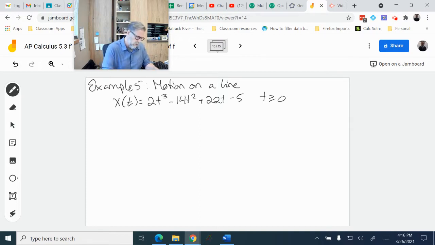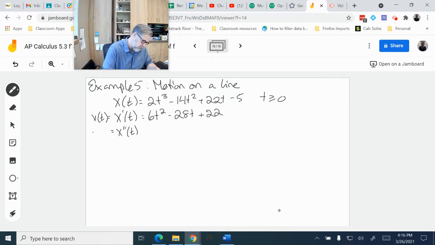So very quickly, we're going to find the first derivative, which you may remember is velocity. The first derivative is, of course, 6t squared minus 28t plus 22. And we want to find the second derivative. The second derivative of position is acceleration, and we know that that's 12t minus 28. So now, looking back, what we need to do is find out where each of these is positive, negative, or 0.